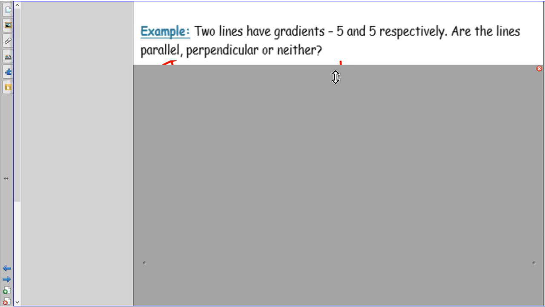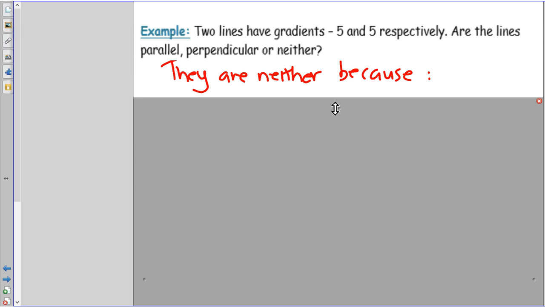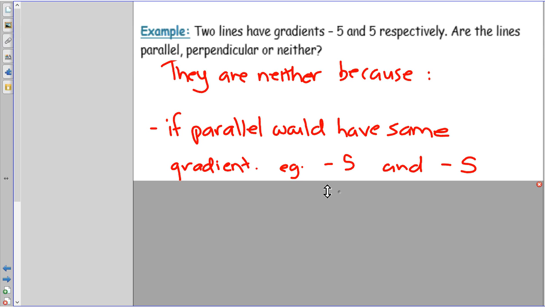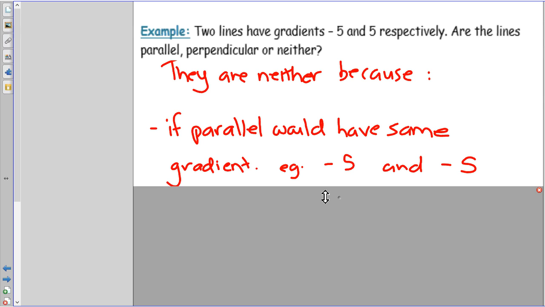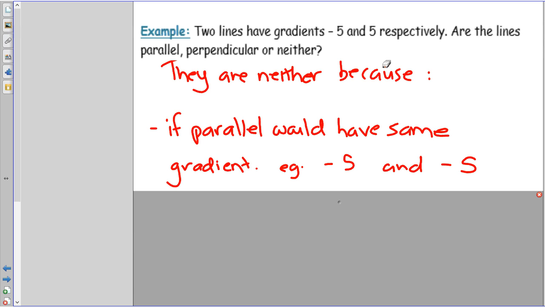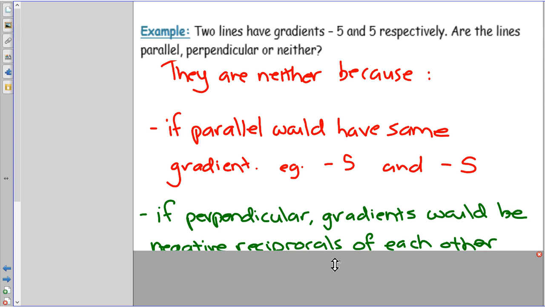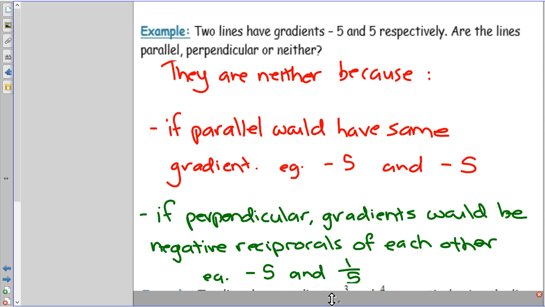There's different ways you can say it. They are neither, because parallel would have the same gradient, e.g. -5 and -5, but we have -5 and +5. If they were perpendicular, what would be the case? The gradients would be the negative reciprocals of each other, e.g. -5 and +1/5.